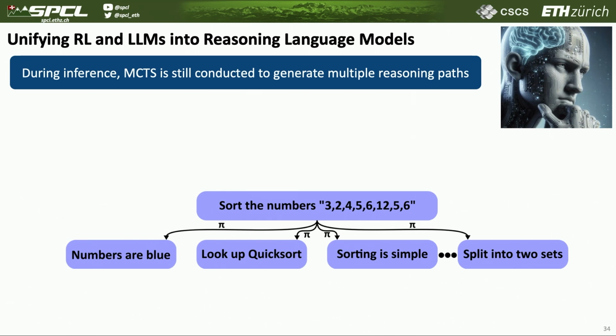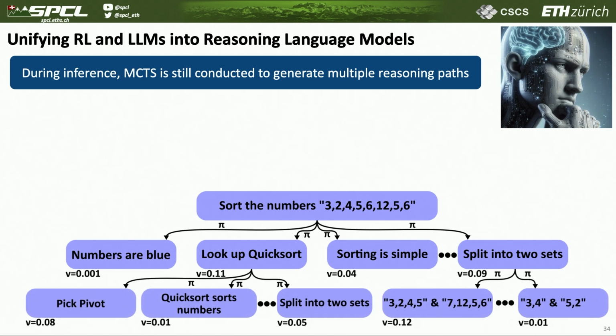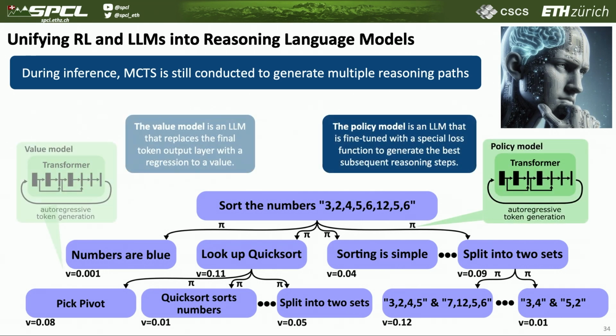And now we can see that these next steps are pretty much some steps of reasoning, and some of them are pretty dumb, like these numbers are blue, or sorting is simple. This is not a very promising part of the tree, but then others are more promising, right? Like look up quicksort, or split this into 2 sets. These 2 are much more promising. And we are continuing like this, selecting the best ones, the most promising ones, and continuing. And we are again using this policy and the value model. But here, in the case of the RLMs, these models are actual transformers, and even more, they're actual LLMs. So we have the whole autoregressive process of inference at every step, at every move in this game, right?